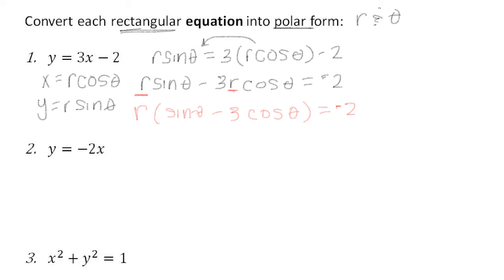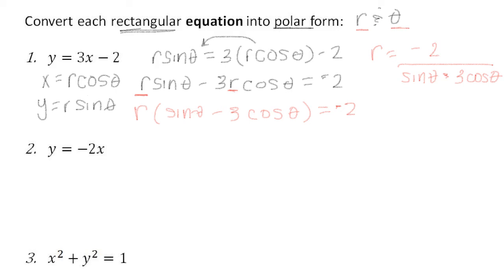We are going to have to divide both sides by all of this inside the parentheses. So it looks like we're going to get r to be equal to -2 over sine theta minus 3 cosine theta. Okay, and we know we're finished because we have just r and theta, and we have it as r equals. So we know that we have all of this set up correctly.